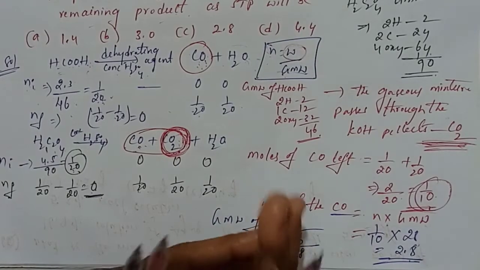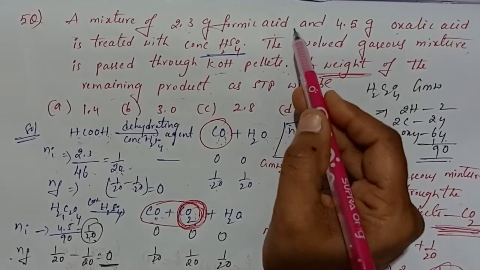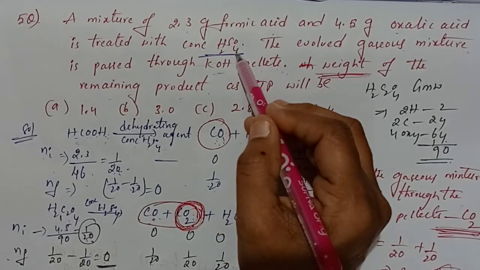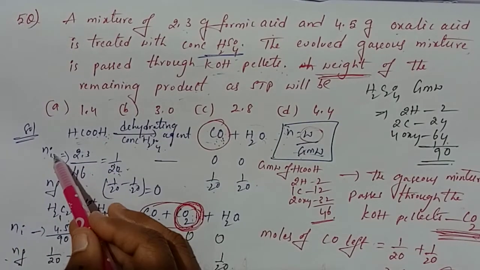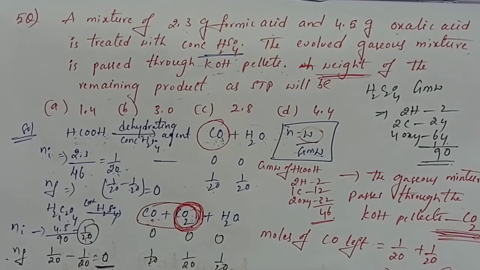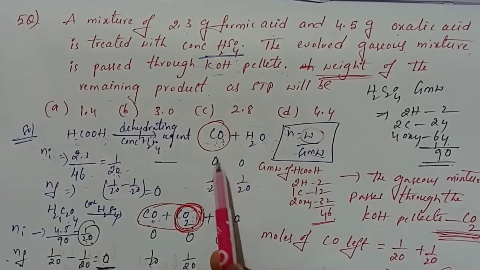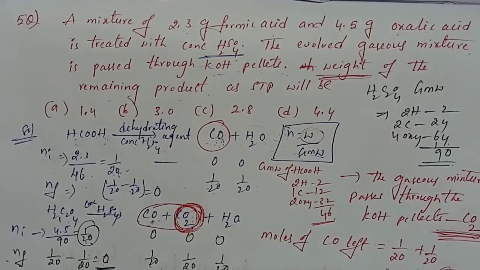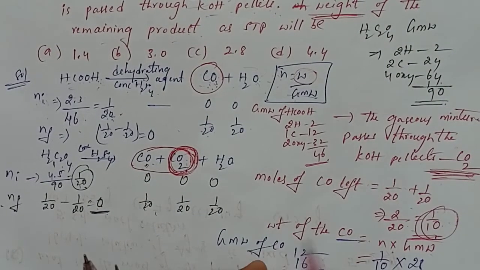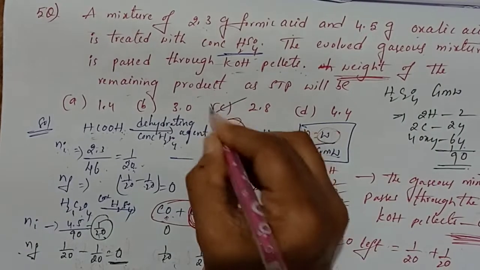Okay, now it is left in the reaction mixture. Are you following? Understood this question? So formic acid, oxalic acid is there. Formic acid when treated with sulfuric acid, a dehydrating agent, can remove the water molecules from the formic acid. And here the product is CO and water. Because weights are given, we calculated initial number of moles, final number of moles. These water molecules are removed, and this gaseous mixture, when it passes through the KOH pellets, the CO2 gas is absorbed. And the remaining product is CO. Total number of moles is 1 by 20 plus 1 by 20, 1 by 10. So here they are asking mass. The weight of CO is equal to N into gram molecular weight, 2.8. Understanding? So 2.8 is the correct answer.